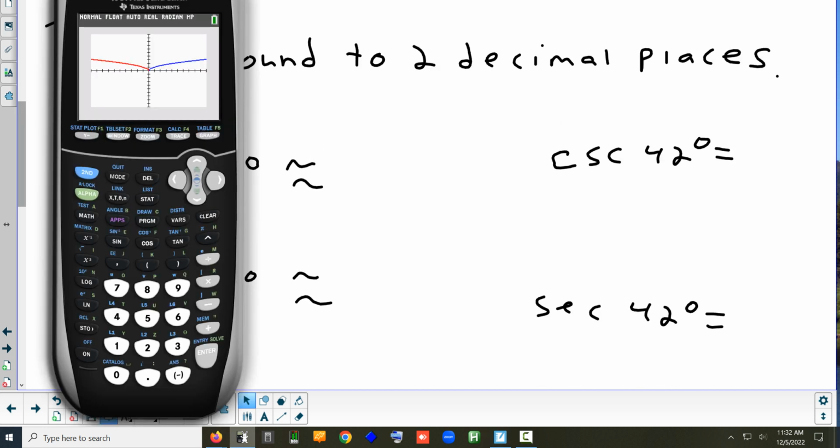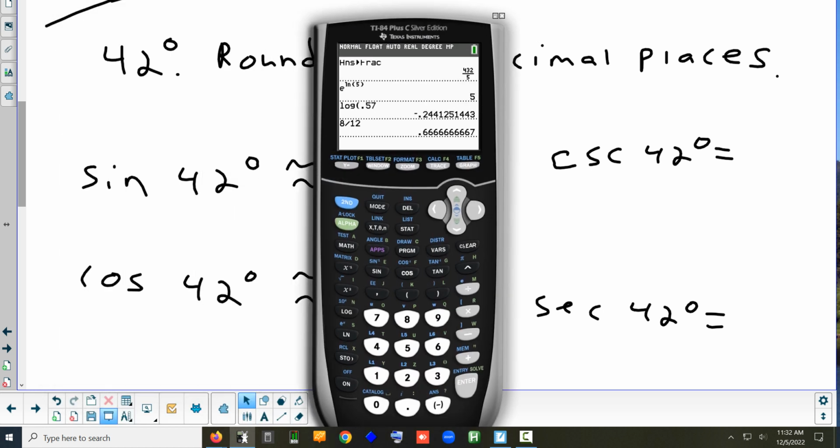So first thing is check to make sure we're in the right mode. Okay, so go to your mode. For this problem, I'm in the wrong mode. So I'm going to do degrees. And I change it to degrees. How would I type in the first one?